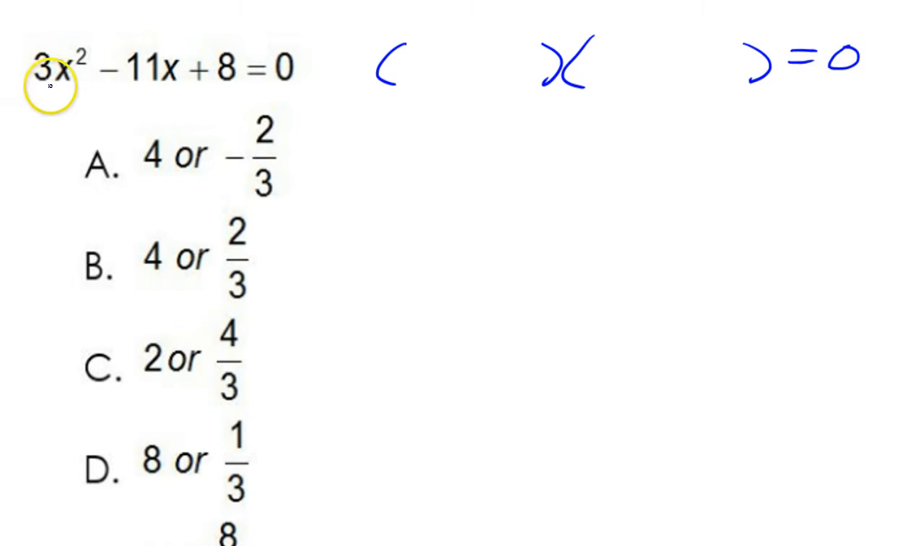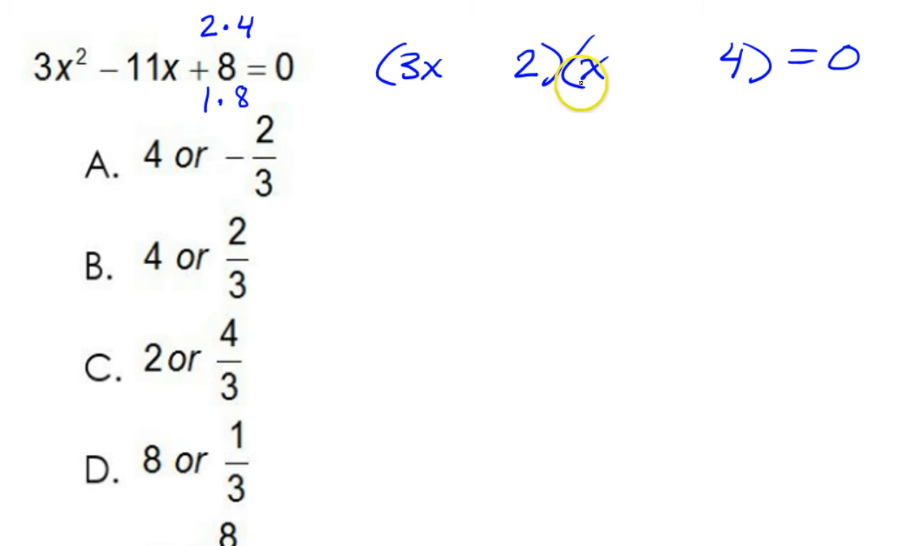First, we look at 3x squared. What times what makes 3x squared? Well, that could only be 3x times x. Next, we look at the 8. There are two different ways we could factor 8. It might be 2 times 4, or it could be 1 times 8. So I will try 2 times 4. If that doesn't work, I'll try 1 times 8. So let's see. 2 times 4.